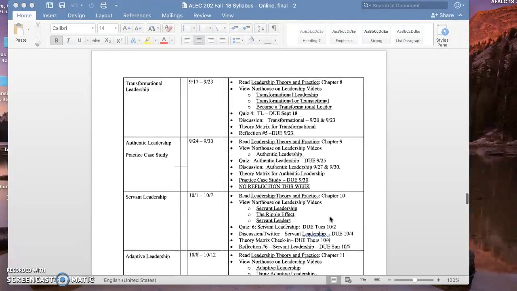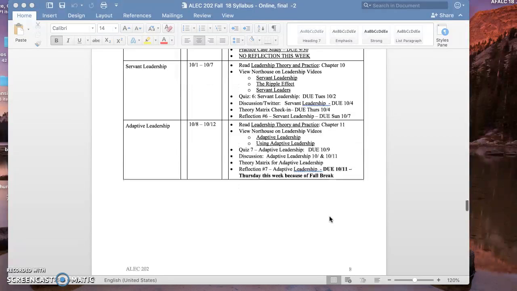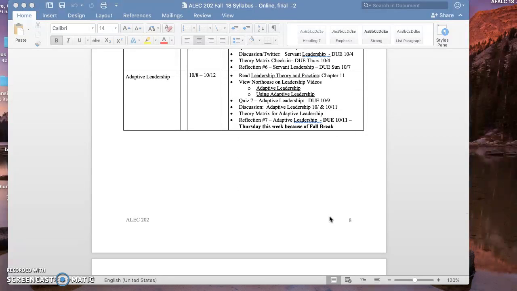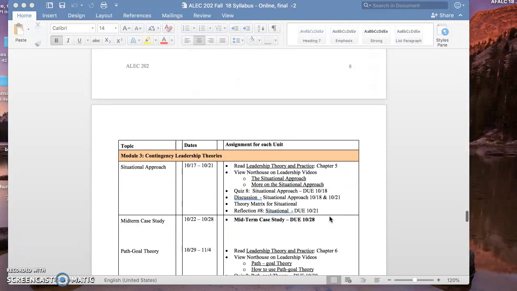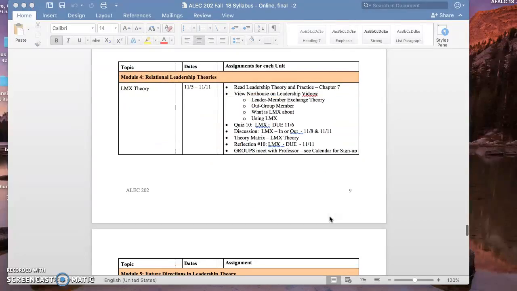There'll be a week for the midterm case study and a week for the finals case study. Although the good news is there is no final in the class and there is no midterm in the class. So that's accomplished with the case studies.